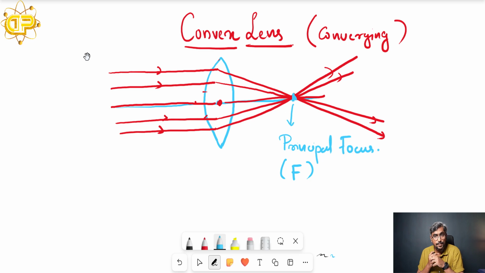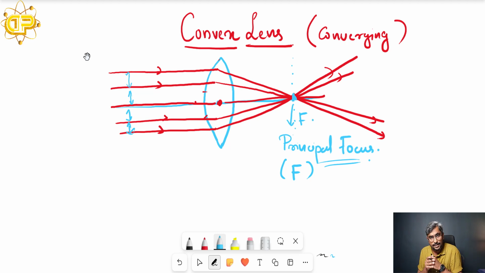Principal focus means the focus on the principal axis. The next condition is that all the light rays should be parallel to each other, as well as parallel to the principal axis. Then you will get the principal focus. There will be many foci, but those are not the principal focus. There will be only one principal focus, and it is denoted by capital F.